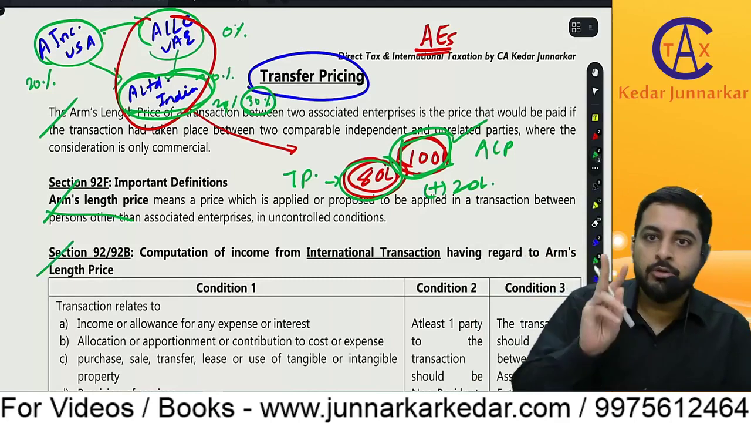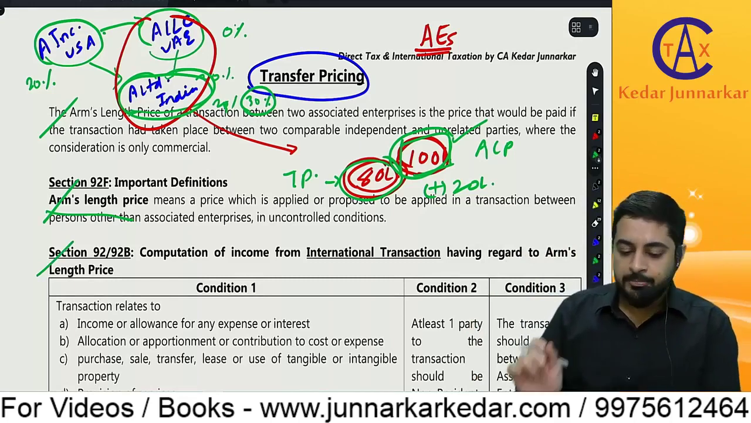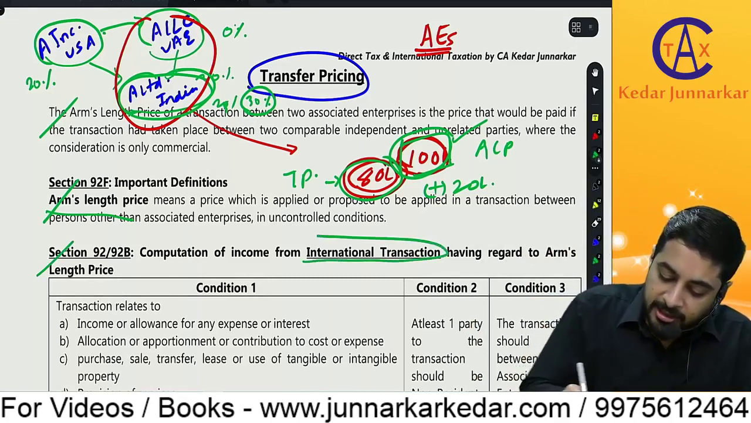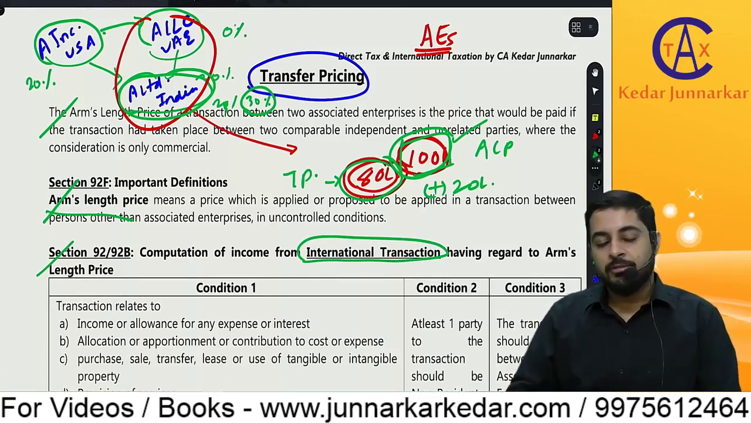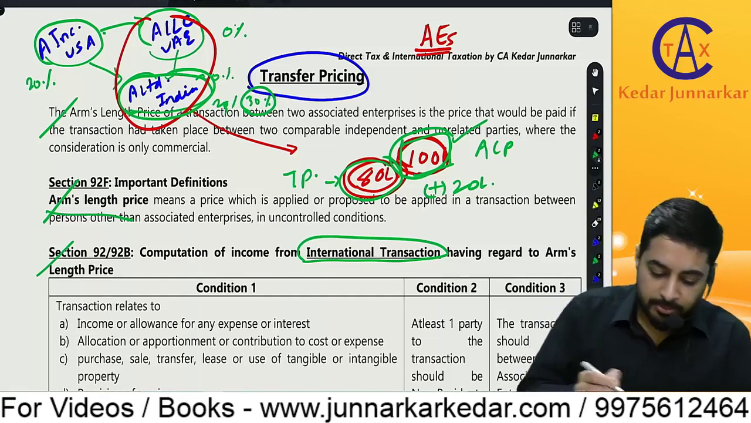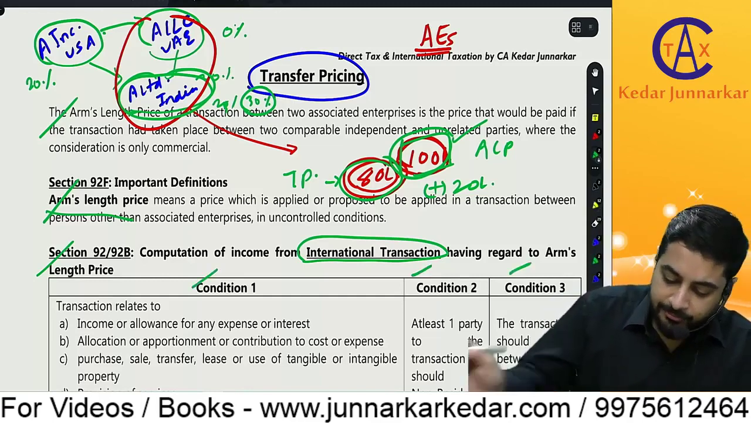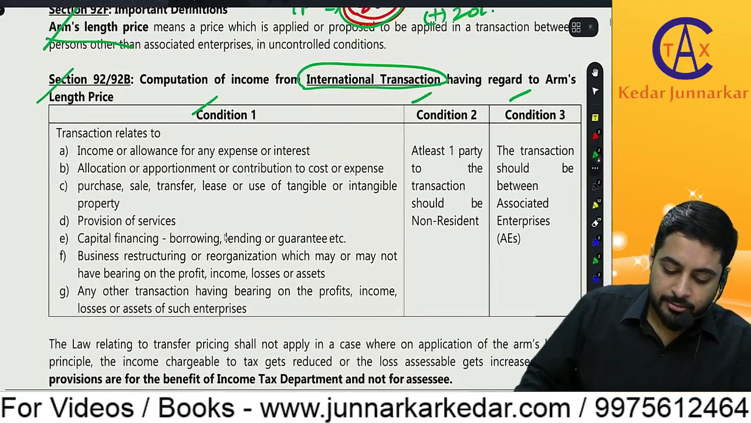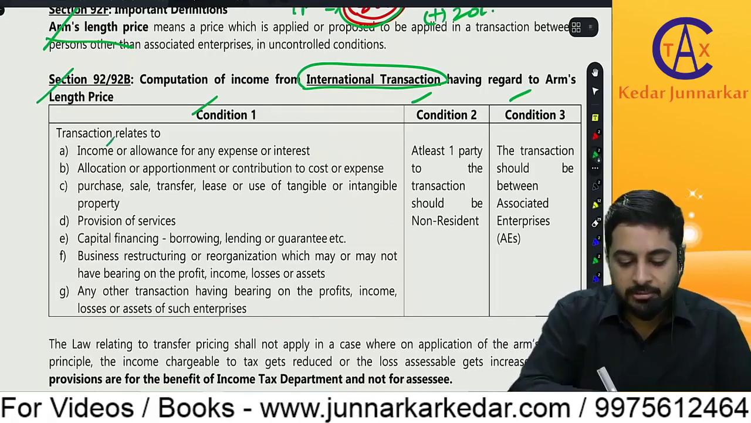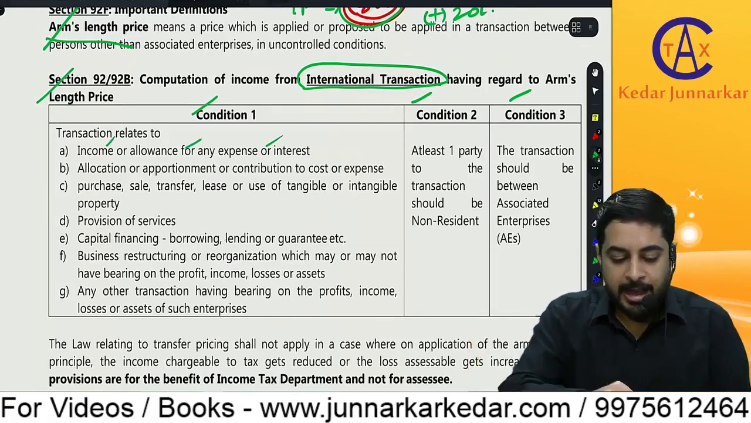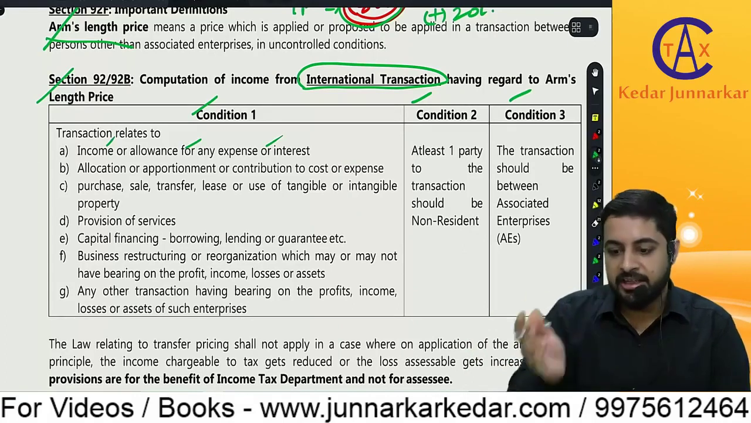Now, there are 2 types of transfer pricing which we are going to study. First one is international transfer pricing, and second is specified domestic transactions, means specified domestic transfer pricing. So right now we are focusing on international transfer pricing. 3 conditions. Transaction relates to income or allowance for any expense or interest. Means it can be relating to income or expenses. I'm not reading B, C till G, we'll read that later.